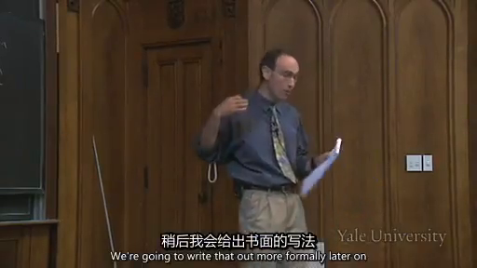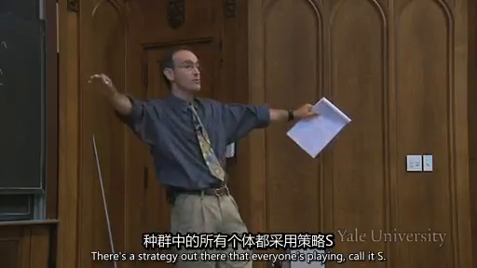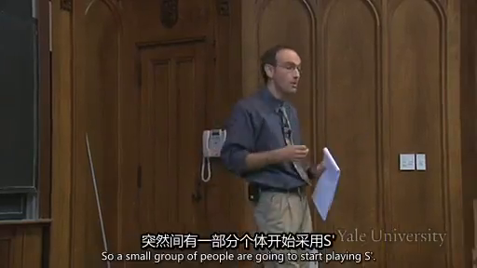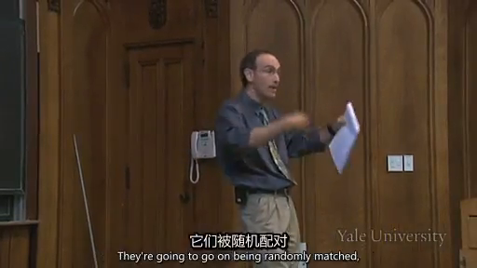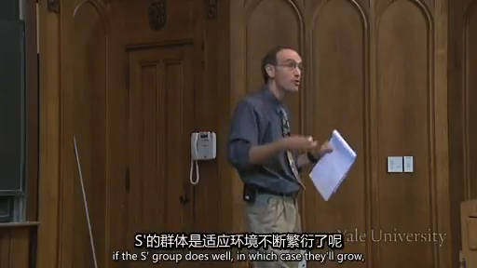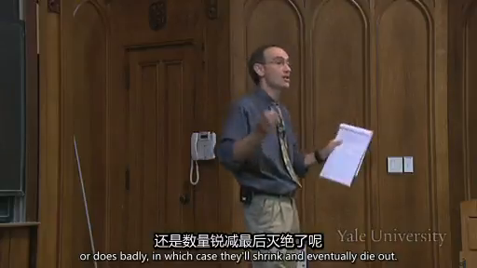And we're going to write that up more formally later on, but that's just the basic idea. So let's say again, there's a strategy out there that everyone's playing, call it S. We're going to look at a mutation, that's S prime, so a small group of people are going to start playing S prime. They're going to go on being randomly matched, everyone's going to be randomly matched, and we're going to ask if the S prime group does well, in which case they'll grow, or does badly, in which case they'll shrink and eventually die out.